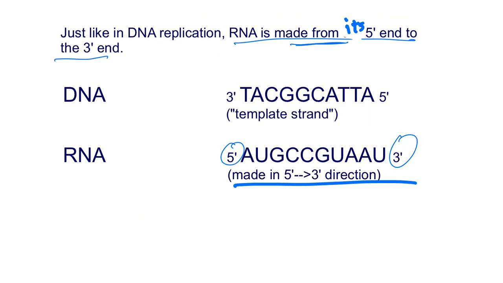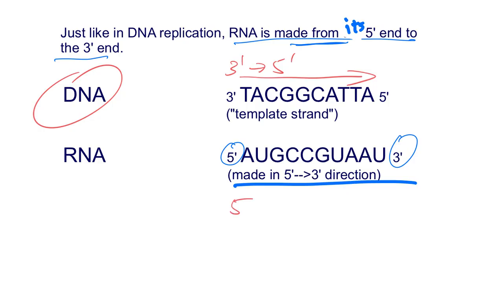Just like I said before, this is just like in DNA replication. RNA is made from the 5' end of the new RNA to the 3' end, but it reads the DNA in the 3 to 5 direction, but it makes new RNA in the 5 to 3 direction. So it reads the template strand in the 3 to 5 direction, but it makes RNA in the 5 to 3 direction. So you should know that little annoying detail.